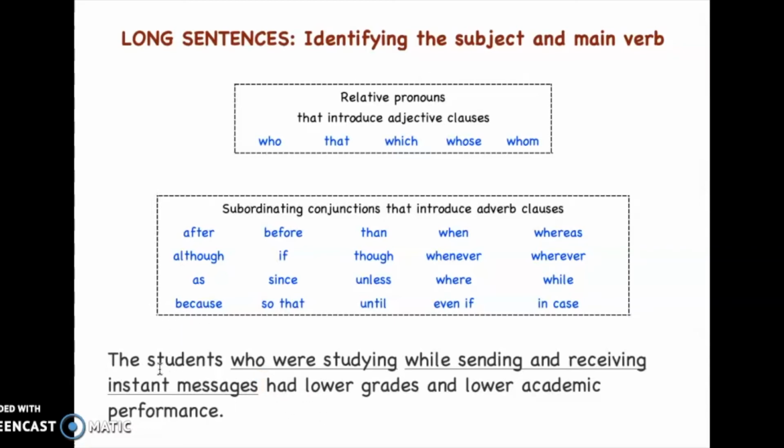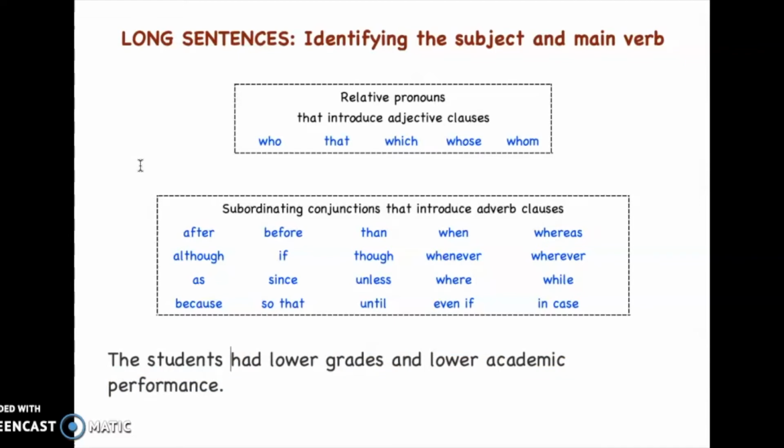Now what we have left is the students had lower grades and lower academic performance. If we actually took this part out, this is what we would have left. The students had lower grades and lower academic performance. Well, lower grades is something you can have. The grades is a noun, and lower is the kind of grades.